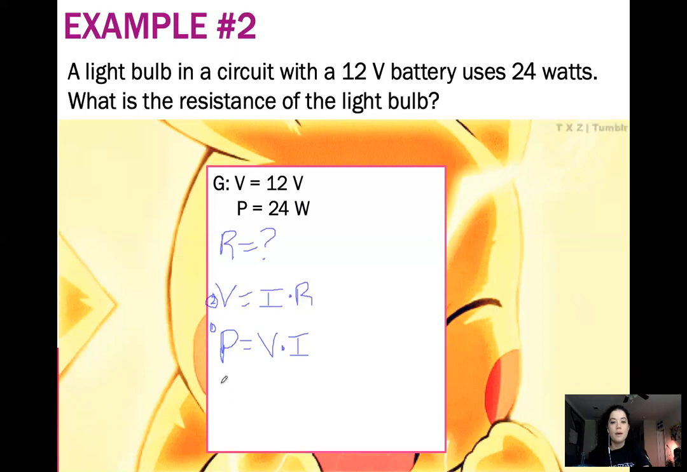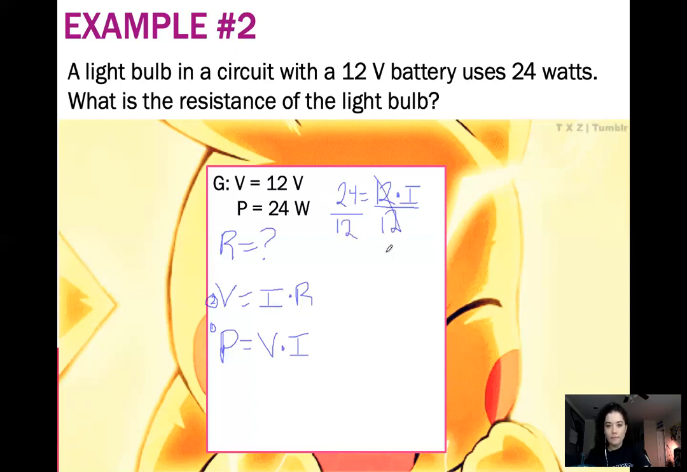So power equals V times I. I'm going to show the math over here: 24 equals 12 times I. Plugging in our values that we know. What are we going to do to get I all by itself? Inverse operations, we'll do division. Let's divide both sides by 12, because whatever we do to one side, we have to do to the other.